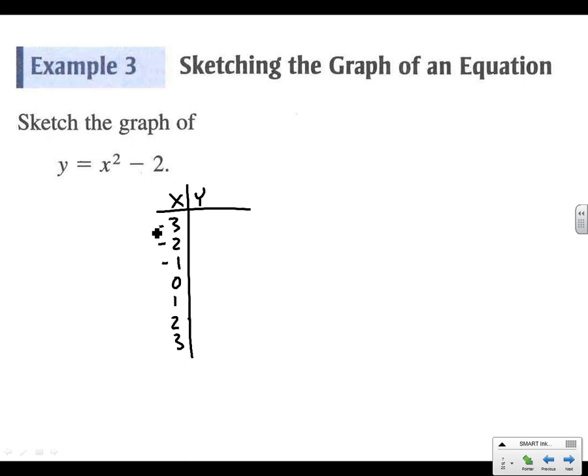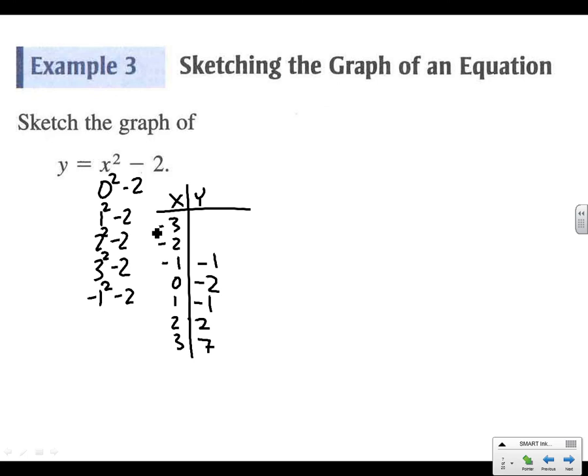If I plug in 0, 0 squared minus 2, I get negative 2. How about if I plug in 1? 1 squared is 1, minus 2 is negative 1. How about 2? 2 squared is 4, minus 2 is 2. How about 3? 3 squared is 9, minus 2 is 7. All right, so we'll get the other side here. How about negative 1 squared? That's 1, minus 2 is negative 1.